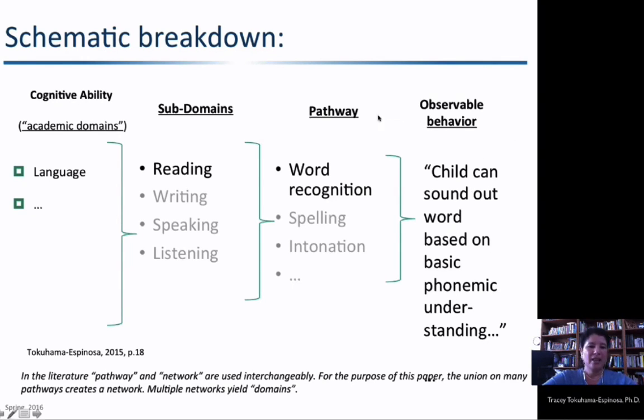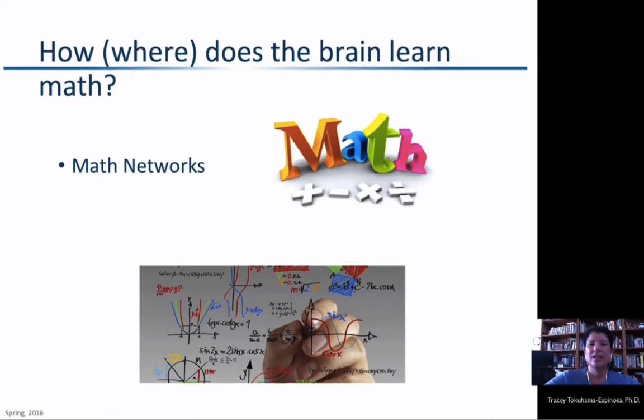Well, what is the pathway? The pathway has to do with word and phoneme recognition, and this is something that has to occur, as well as spelling and intonation, before the child can actually learn to read, which is under this big, huge umbrella of language, right? And this is a paper I presented at the World Educational Research Association in Hungary last September, which had to do with breaking down these neural networks into different pieces.